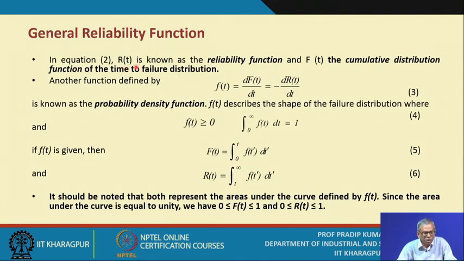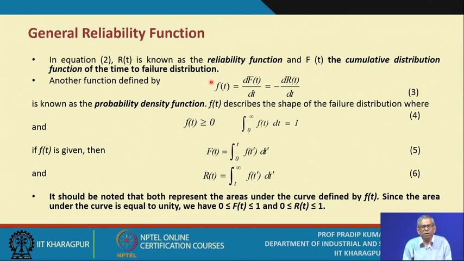In the last equation, R(t) is known as the reliability function. I repeat, R(t) is known as the reliability function, and F(t) is the cumulative distribution function of the time to failure distribution. Like when we started discussing quality, we mentioned several kinds of distributions, like distributions for the discrete random variable and distributions for the continuous random variable.